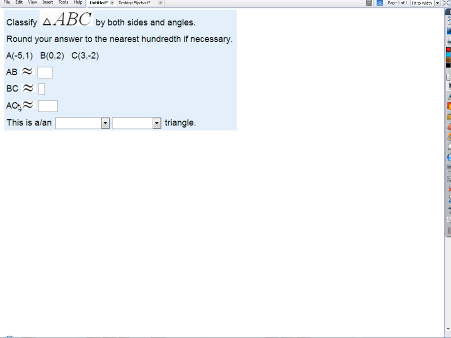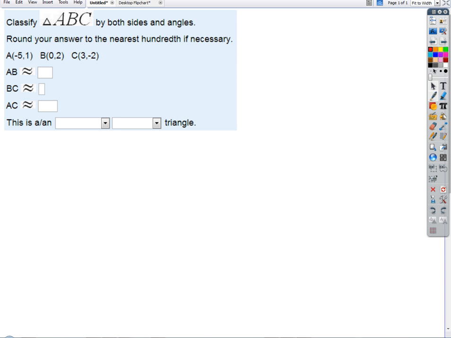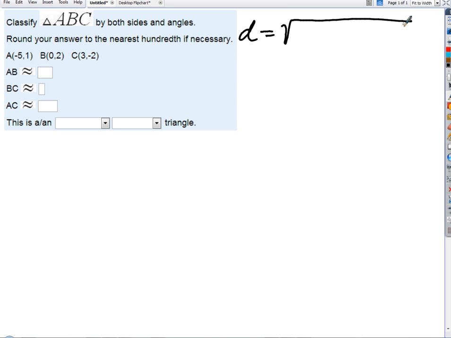Remind me real quick, if I want to find the length of the side of a triangle, if I know the vertices, how am I going to do that? Distance formula. Right, so we need the distance formula. The distance between 2 points is the square root of x2 minus x1 squared, so the difference between the x coordinates, plus the difference in the y coordinates, y2 minus y1 squared, right?